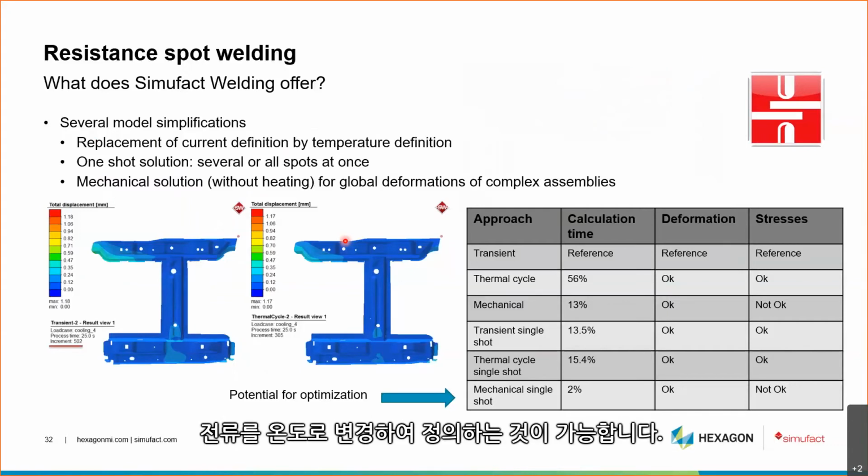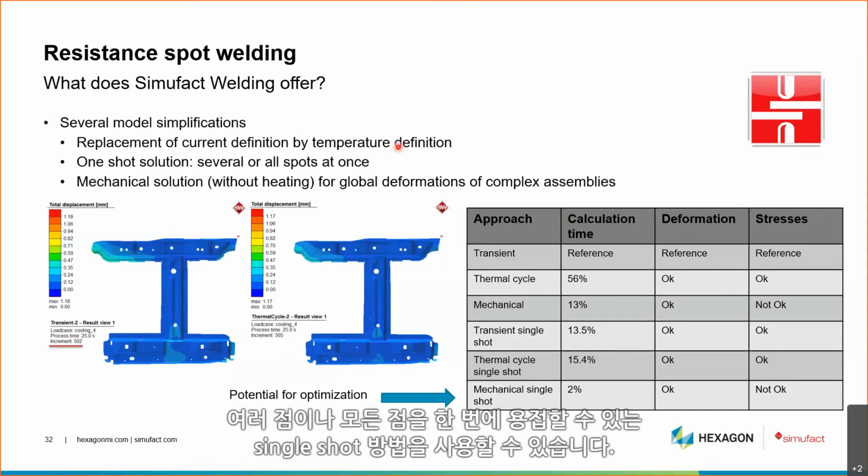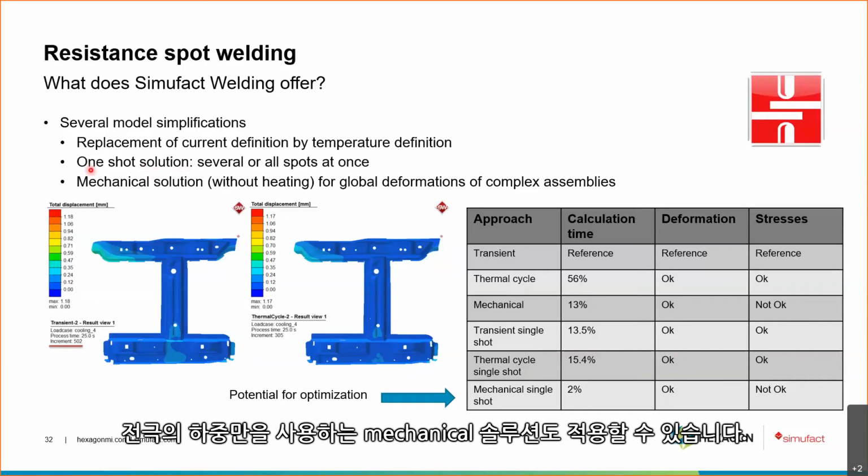So it is possible to replace the current definition by the temperature curve definition. So once again, it's kind of a thermal cycle where you define the geometry of the weld nugget and the temperature that the weld nugget experiences. It is possible to use, once again, the one-shot or single-shot solution where we can weld several or all spots at once. And it is possible to use a purely mechanical solution, so basically only the pressure of electrodes.